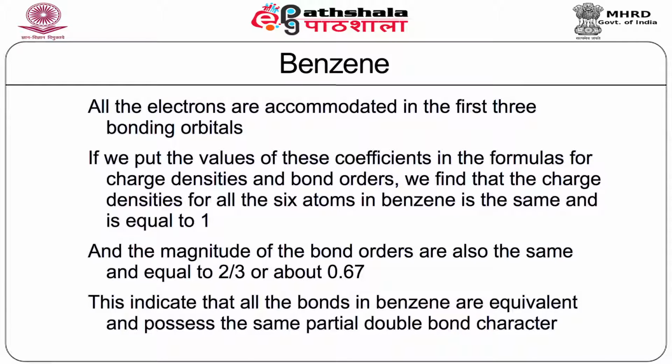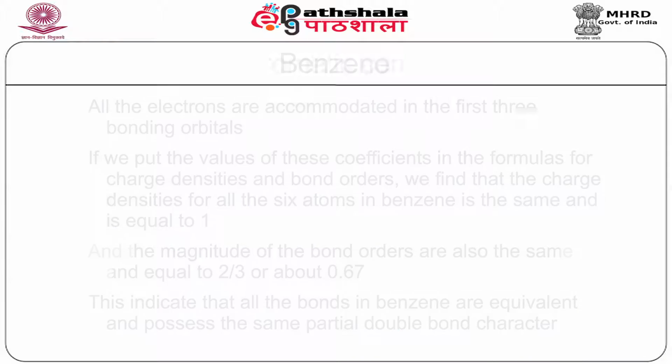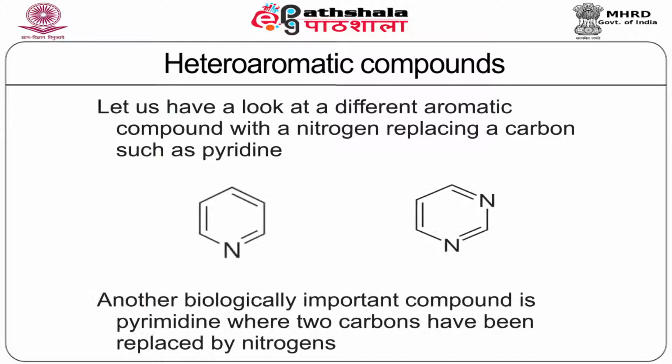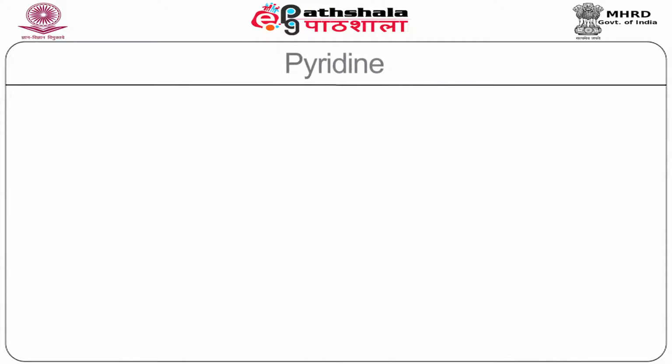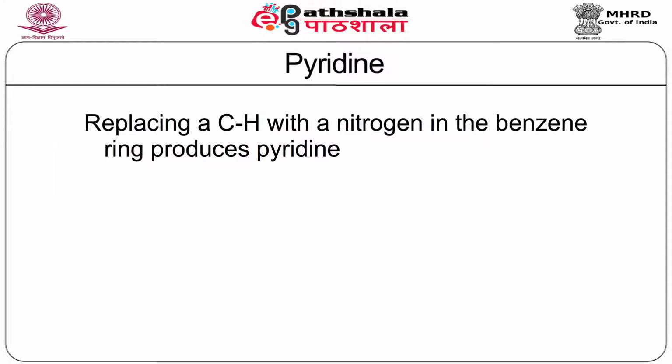This indicates that all the bonds in benzene are equivalent and possess the same partial double bond character. Now let us have a look at a different aromatic compound with a nitrogen replacing a carbon, such as pyridine. Another biologically important compound is pyrimidine, where 2 carbons have been replaced by nitrogens. Taking the case of pyridine, a pyridine is produced when a CH in benzene is replaced with a nitrogen.